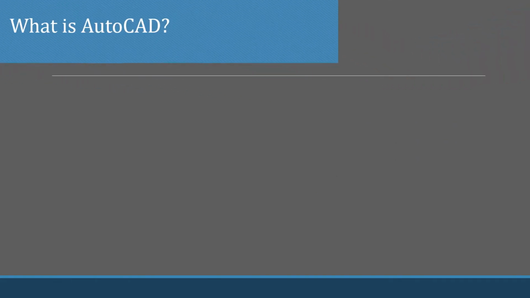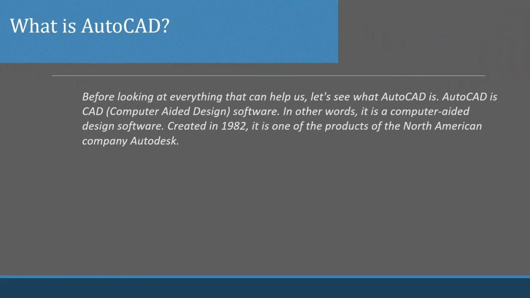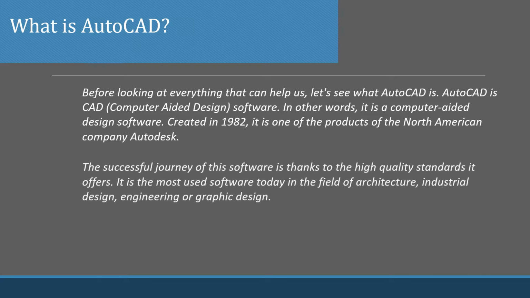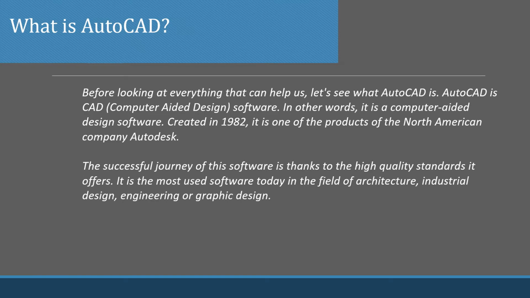But what is exactly AutoCAD? Well, AutoCAD stands for computer-aided design, which means that this is software in which the computer aids you with your design. Now, this was created in 1982 and is one of the products owned by Autodesk. Nowadays, this software is used thanks to the high quality standards that it offers. So it's one of the software packages used in a lot of fields, thanks mostly to the number of tools and features that Autodesk has developed over the years.